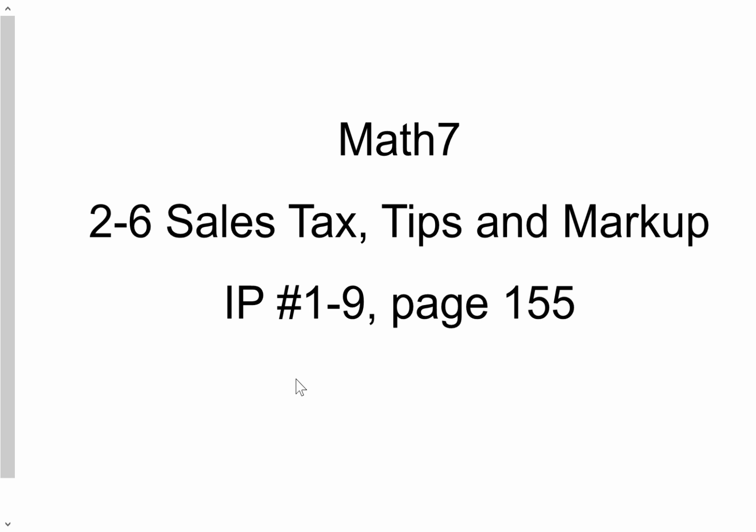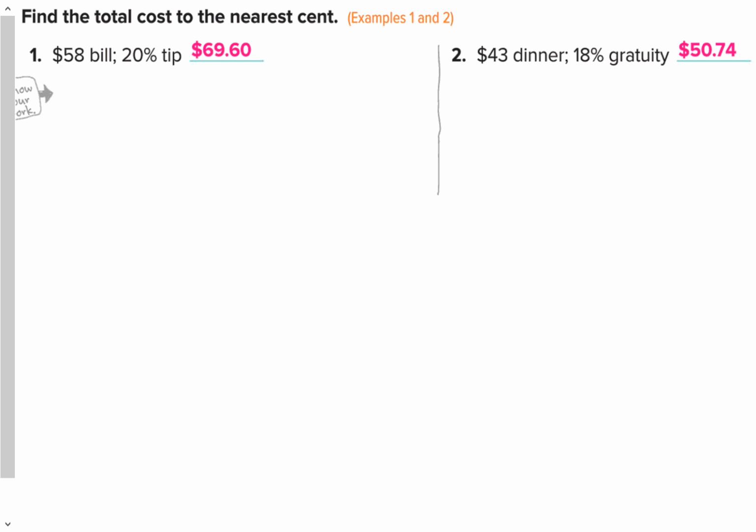Hi there. Today we're going to discuss independent practice number 1 through 9, page 155, sales tax, tips, and markup. I just want to let you know that there are two methods for this strategy. I'm going to show both methods. I'm going to alternate between one or the other just so that you can see both of them. So I'm going to do method 1 with this one.